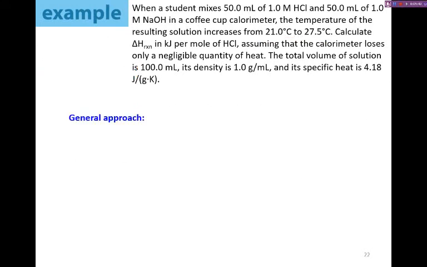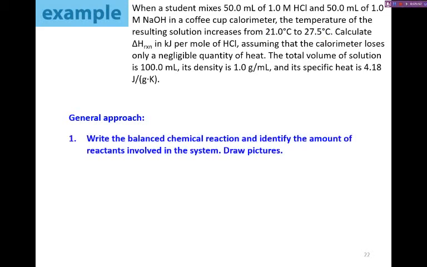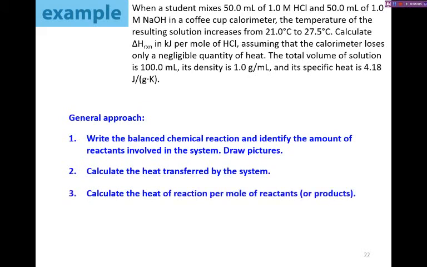So there's a general approach to solving these types of problems. The first step is to write out the balanced chemical equation, identify the amount of reactants involved in the system, and draw some pictures. Then we want to calculate the heat transferred by the system, and then calculate the heat of reaction per mole of reactants or products, depending on what it's asking for. So within this, we have to remember to account for the limiting reactants. So you should be able to write out a balanced chemical equation for this problem. Try it on your own.